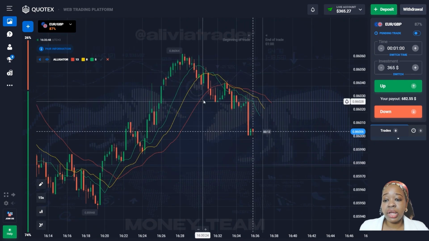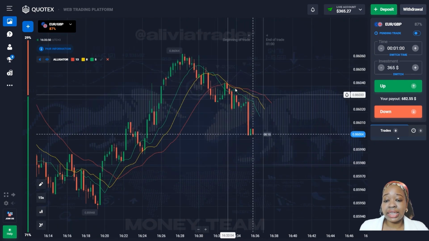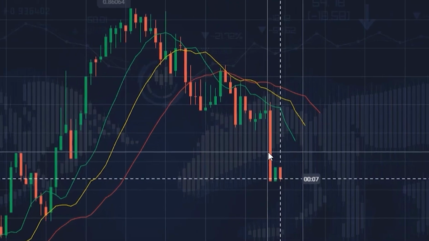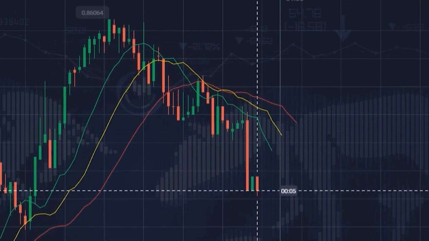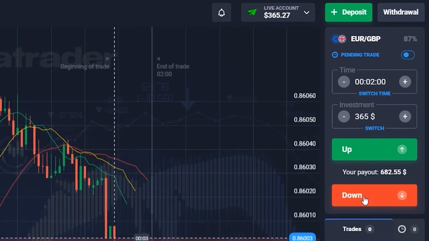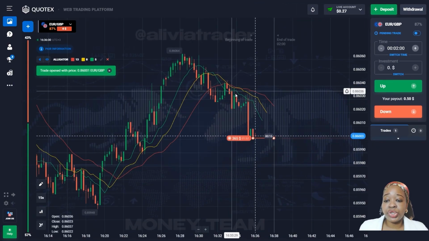strong roll back up, the price makes a turn and shows a decline. At the same time, we have the crossing of the sliding lines of the indicator, and here I understand the price has a downside potential. So here I'm going to open the trade to go down.